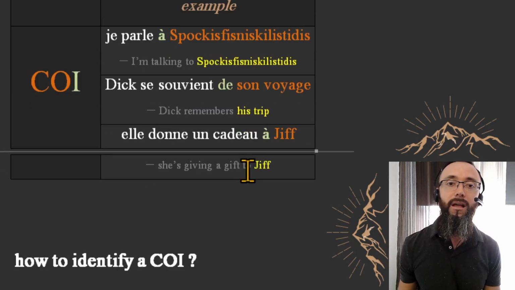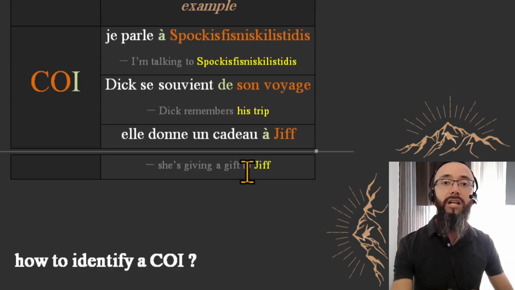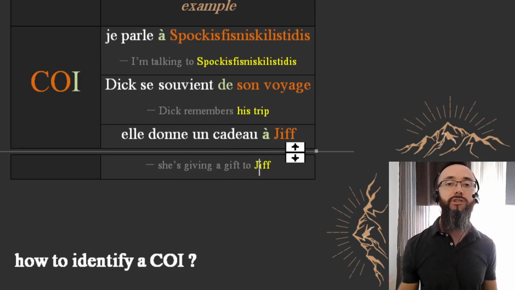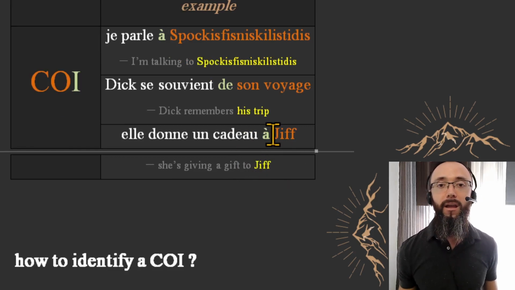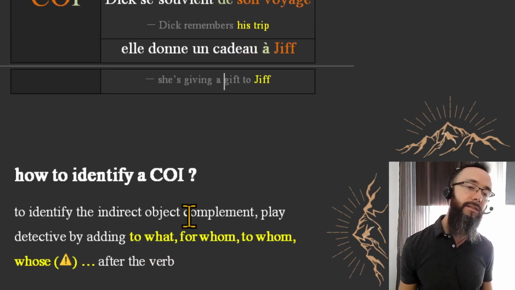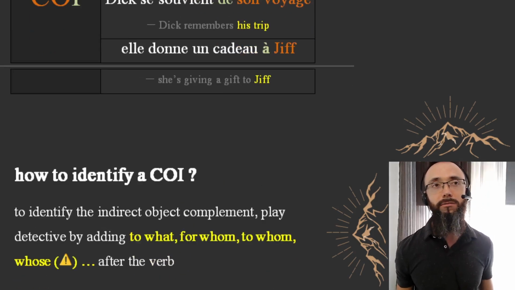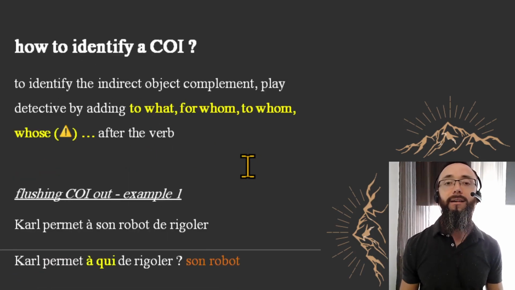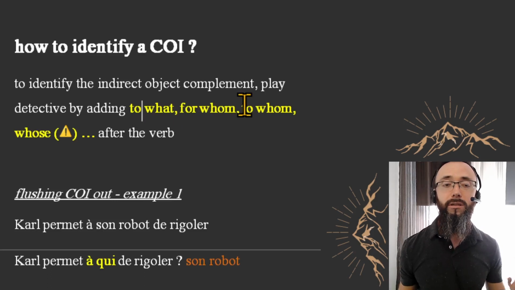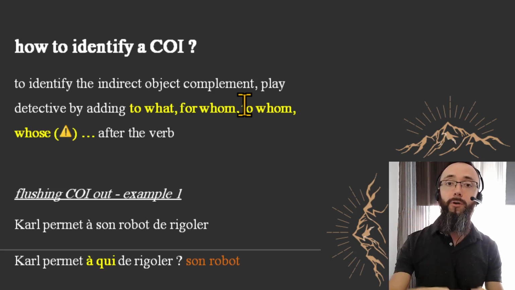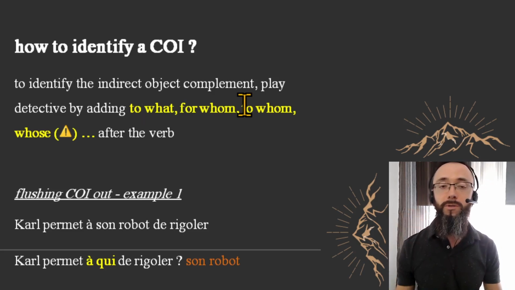It hints at it. Elle donne un cadeau à Geef. She's giving a gift to Geef. She's giving Geef a gift. À is a preposition hinting at a COI, but we still need to wear our Sherlock cop hat by asking a question. To identify the indirect object complement, play detective by adding to what, for whom, to whom, whose, etc.